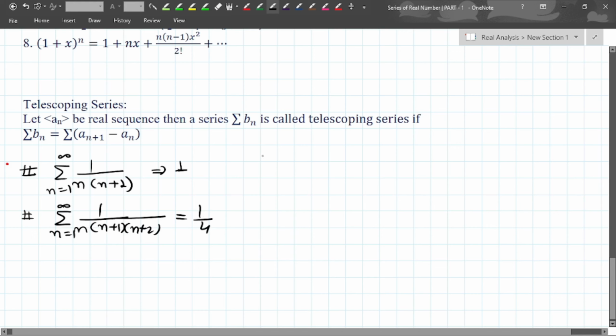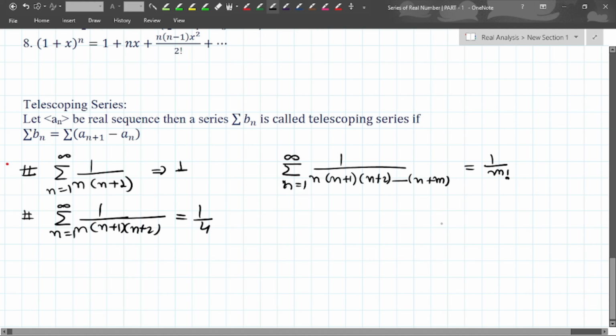Now how can I identify this? So there is one result that you can directly keep in your mind: the sum for n equals 1 to infinity, whatever it is. Let's say it is 1 upon n, n plus 1, n plus 2, up to n plus m. Then it is nothing but 1 by m factorial. Okay, if it is up to n plus 10, then it will be 1 by 10 factorial. This is one of the results that you can keep in your mind.